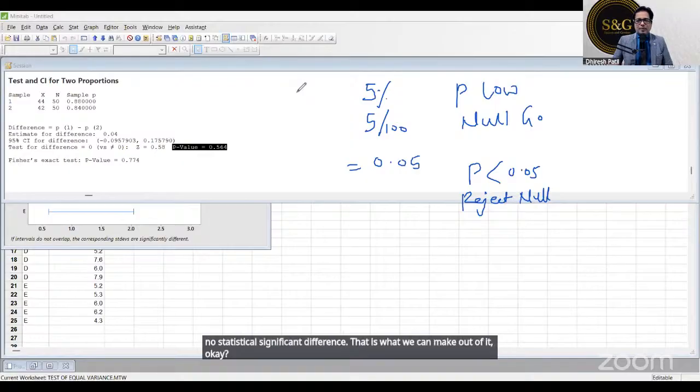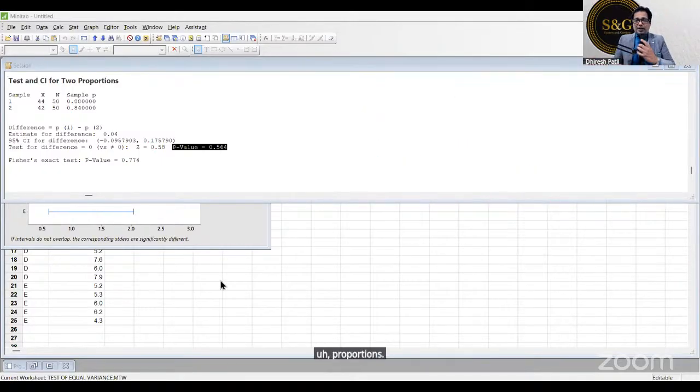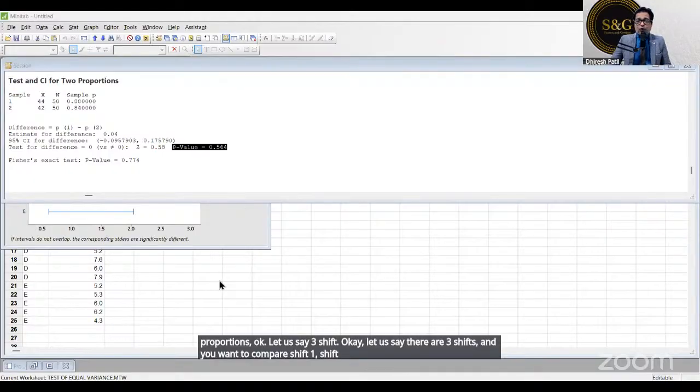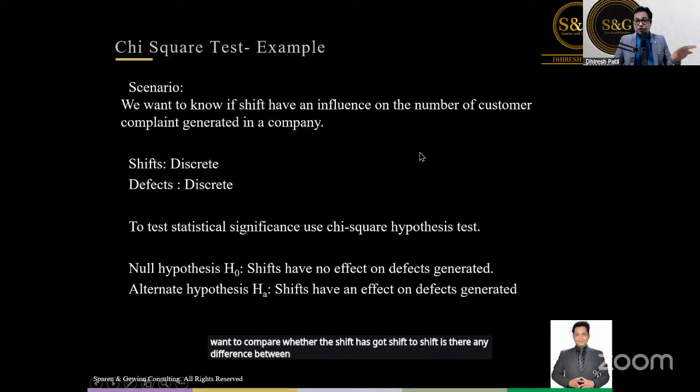Okay. Clear? Now let's say you want to compare more than two proportions. Let's say there are 3 shifts, and you want to compare shift 1, shift 2, shift 3, then we go for the chi-square test. Let me share with you a sample case of chi-square test, and then we will understand it. Let's look at the scenario. They want to compare whether there is any difference from shift to shift in the customer complaints or the defects which are coming.